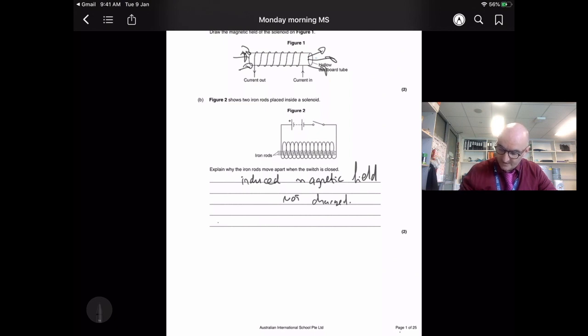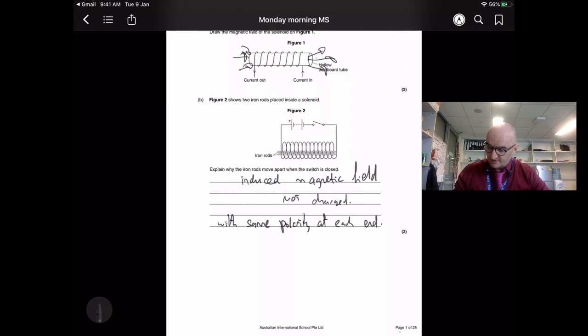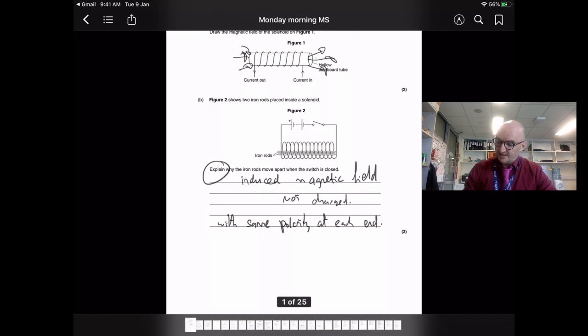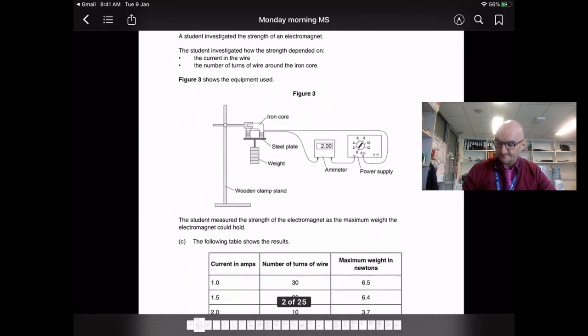You could go on to say something about the poles. Because they're in the same direction of the flow of the current, they have the same polarity at each end, which means they would start to move apart. So explain, that's my command term, explain why the iron rods move apart. The current flows, induces a magnetic field, they're not charged, and they will have the same polarity at either end. I suppose they would repel.